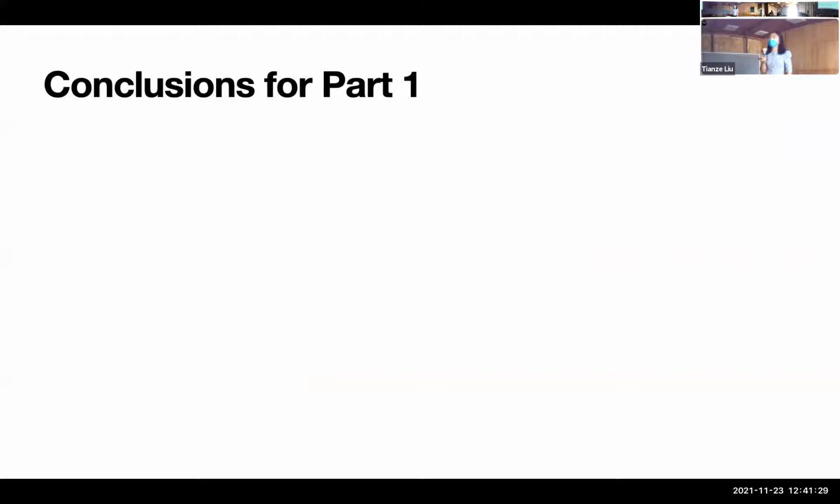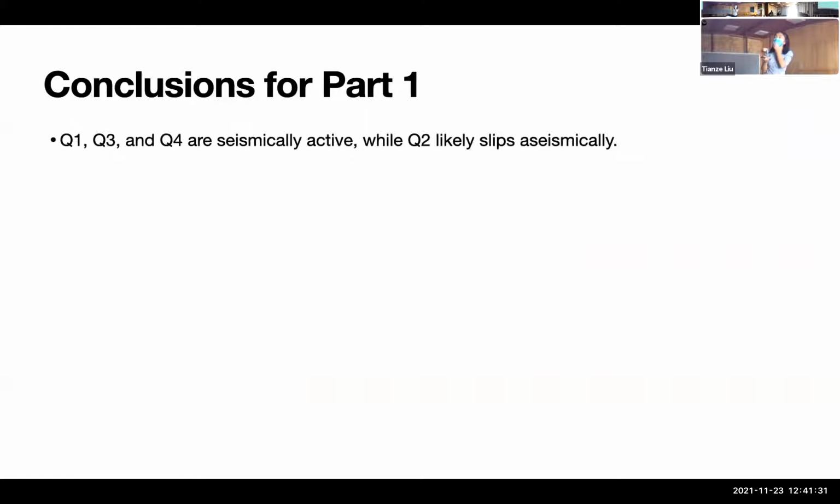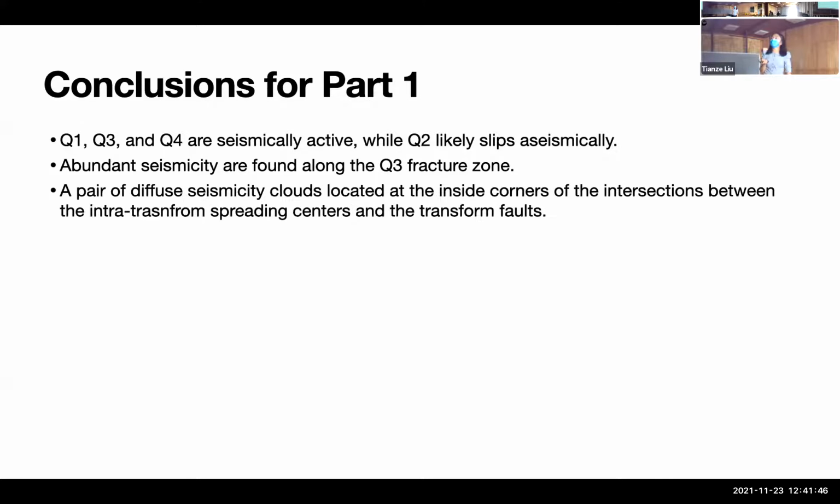So, conclusions for our part one. We observed that Q1, Q3, and Q4 are seismically active, while Q2 likely slips aseismically. And there are abundant seismicities found along the Q3 fracture zone. And we also observe a pair of diffuse seismicity clouds at the inside corners of the intersections between the intra-transform spreading centers and the transform fault.